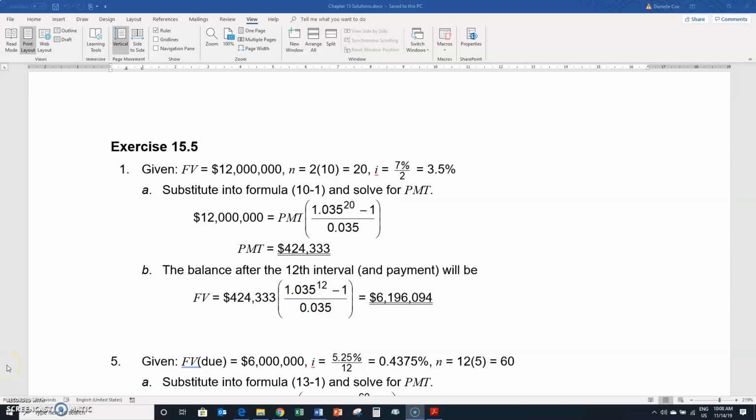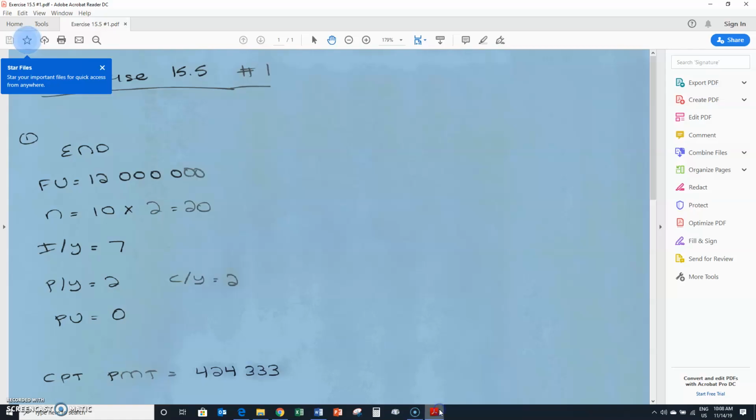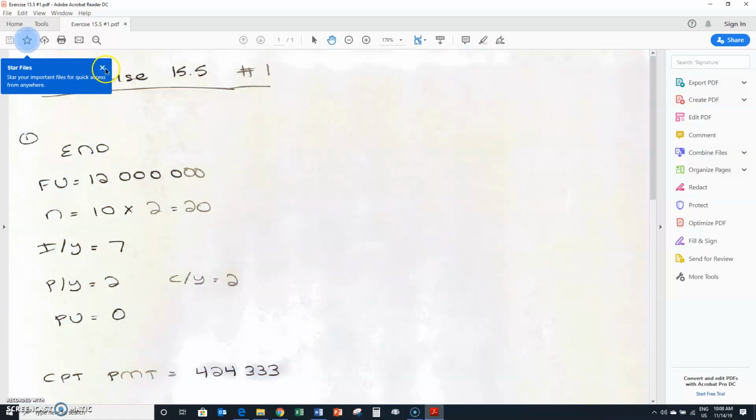Hello, let's take a look at exercise 15.5, number 1. I wanted to show you this one because in the book and the solutions provided, they are using the formulas, which are fine, but you can also do this by using your calculator.